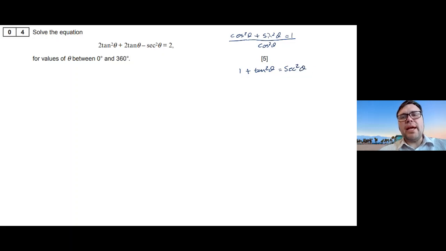I always forget which way the sign is, so it's easier: I just remember from AS, cos squared plus sine squared is equal to 1, and then divide by the cos squared if I want sec and tan, or by sine squared if I want cosec and cotan. So instead of sec squared, I'm going to be putting in 1 plus tan squared.